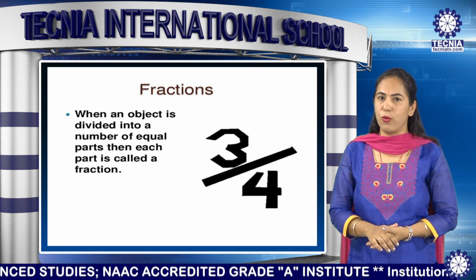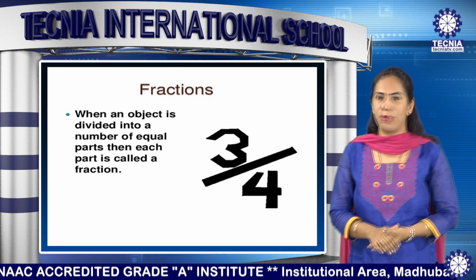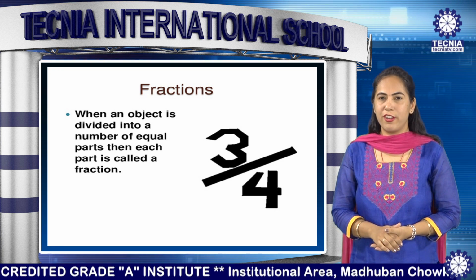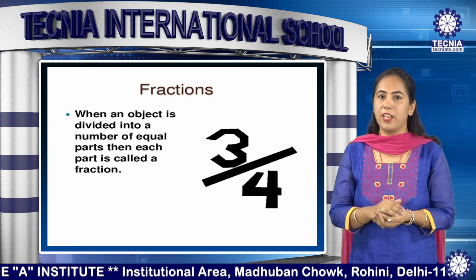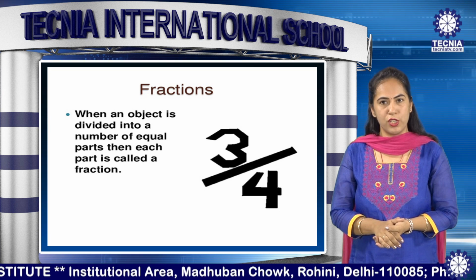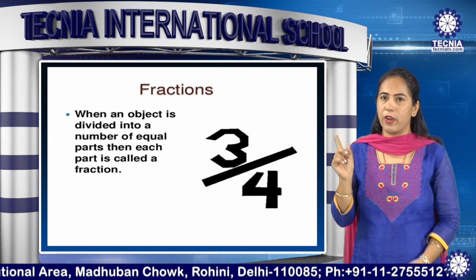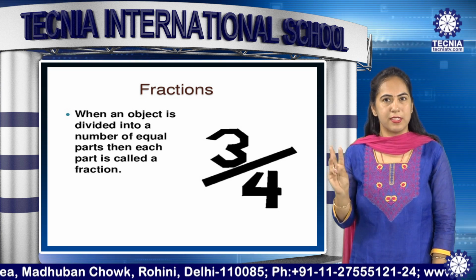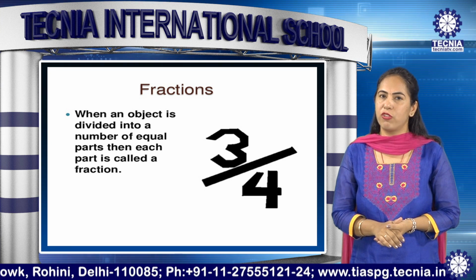A fraction is a part of a whole, and this whole may consist of a single object or a group or collection of objects. For example, I have a cake and I cut it into 4 equal parts. Then each part is 1/4. Now suppose I eat one part of it, then 3 parts are left. So the fraction of the left pieces is 3/4.